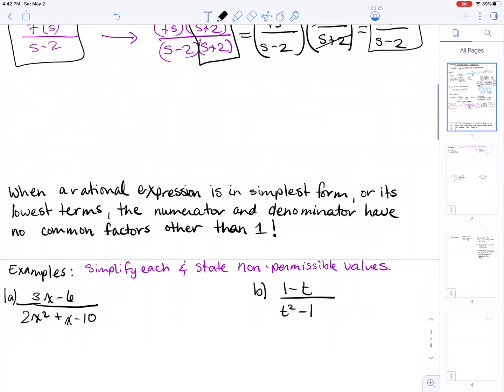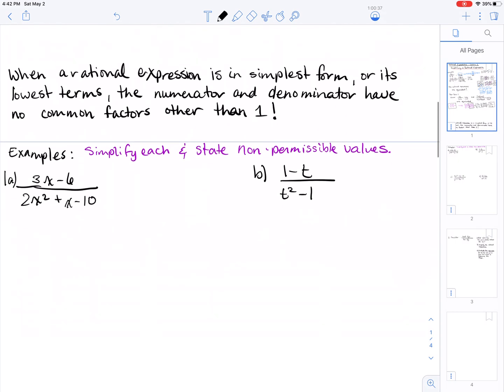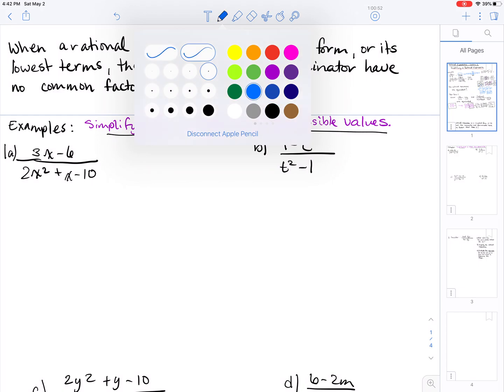When a rational expression is in its simplest form, or its lowest terms, the numerator and denominator have no common factors other than 1. So when we're asked to simplify, you have to make sure that you are moving everything into its simplest form. So let's look at the next two examples. We're asked to simplify each and state the non-permissible values because they haven't been given to us already.